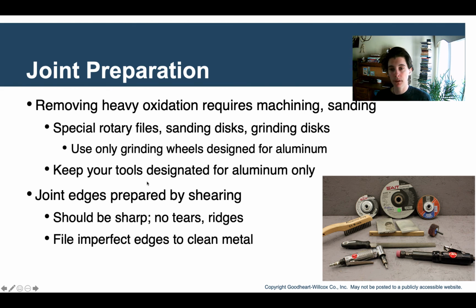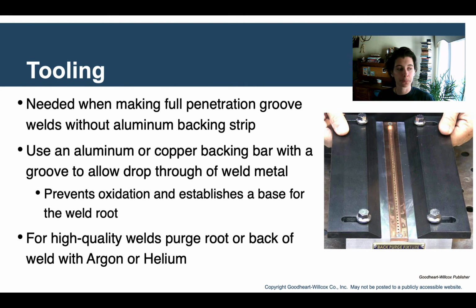If you have edges that have been prepared by shearing, you have to clean those edges, make sure there's no sharp spots or tears and ridges. You need it to be nice and smooth and consistent. You could file those edges to clean metal, again, to remove the oxide layer.